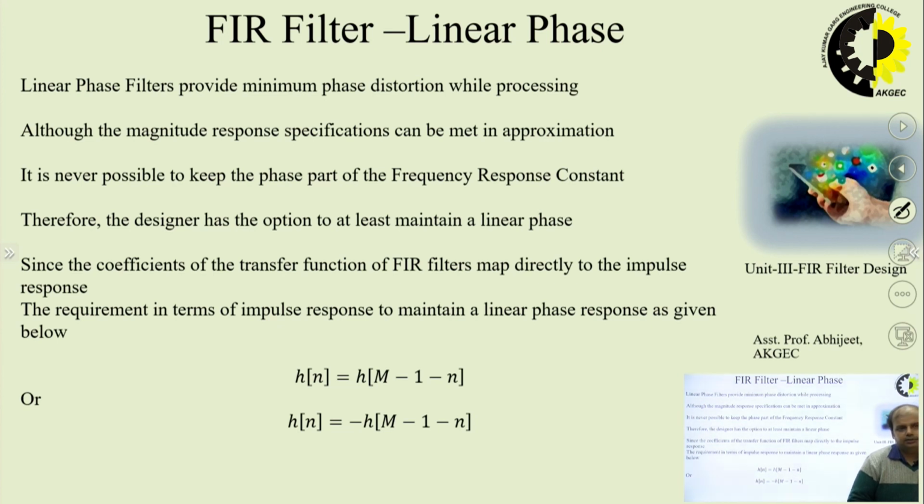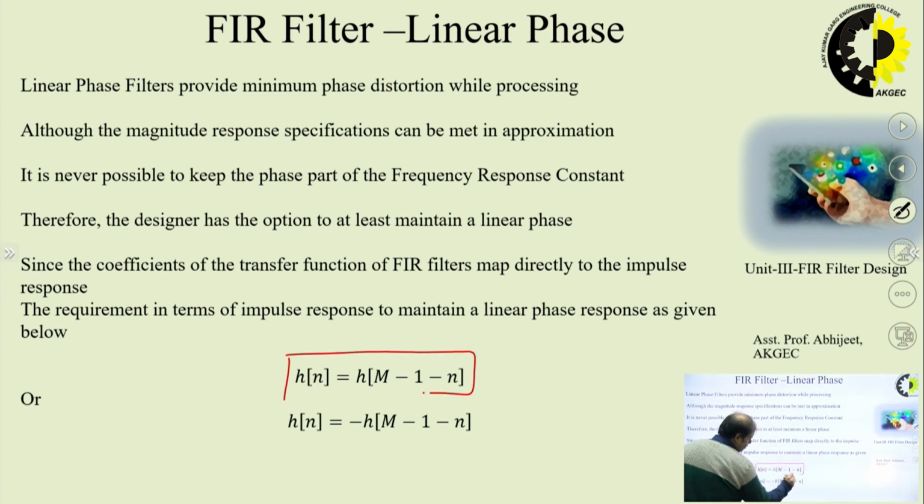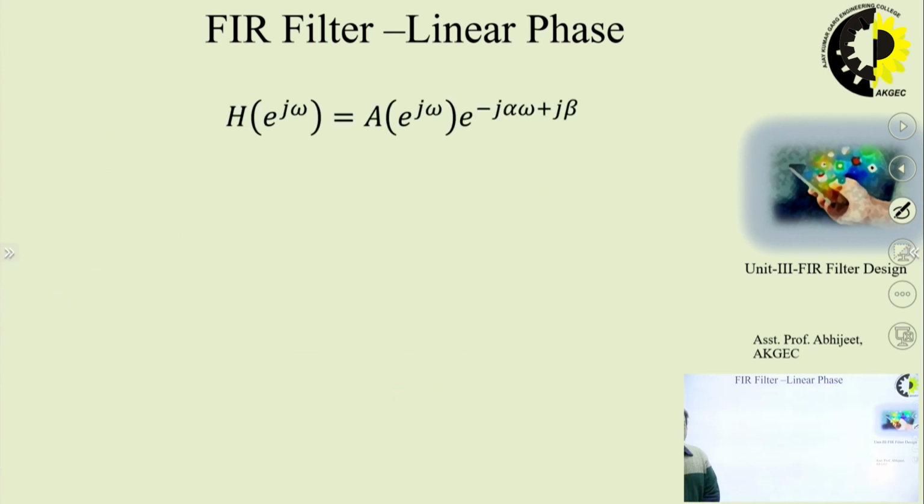So, if that happens, we actually have this condition that we saw in the last slide: h of n is equal to h of M minus 1 minus n. So, this is the condition for maintaining linear phase FIR filters. What is the meaning of linear phase?